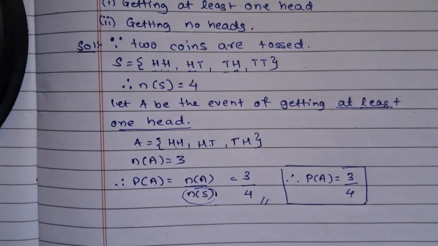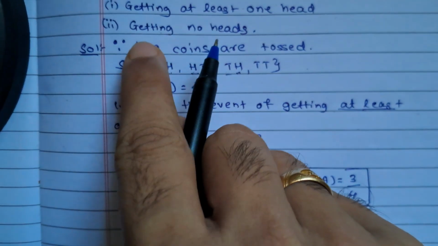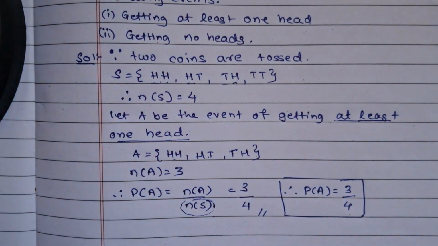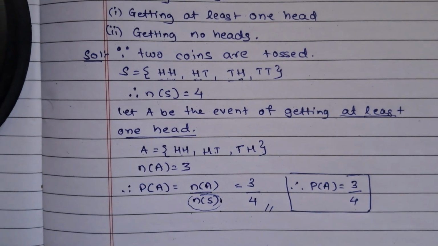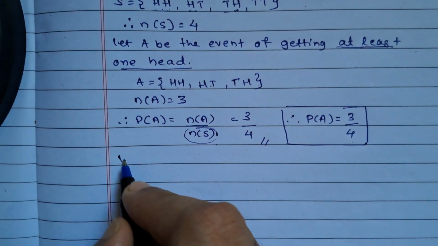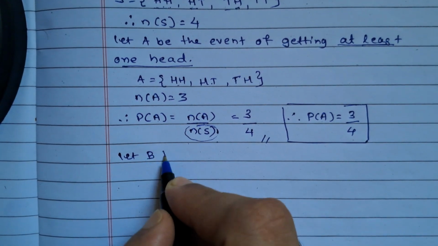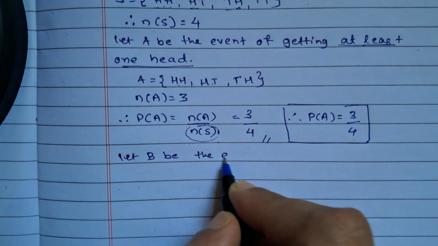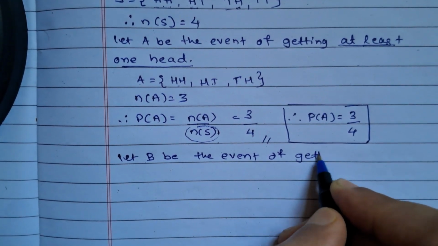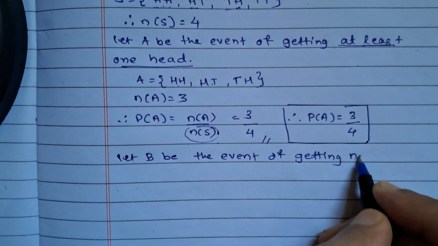Simple as that. Let's see the next event that they wanted the probability of. So they want the probability of getting no heads. Probability of getting no heads, right? So let's write an event over here right away. We'll say, let B be the event of getting no head.